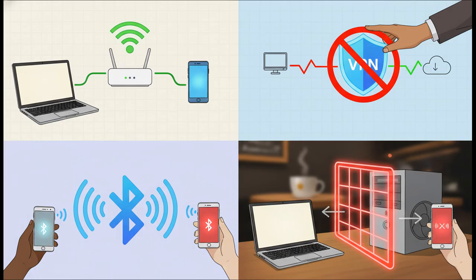First, double-check that both your phone and your PC are on the exact same Wi-Fi network. That's a big one. Also, if you're using a VPN, try turning it off for a second, because that can block local connections. And of course, make sure Bluetooth is actually turned on for both devices. Oh, and keep in mind, if you're on a public network like at a coffee shop, they sometimes block these kinds of connections for security.